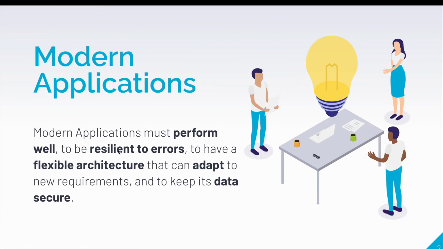What it means is that the system that we build, or the modern applications that we build, should be resilient to error, and also they should have flexible architecture. Flexible architecture means that if there is any change in requirement or if there is any change in the technology, the architecture should be able to adapt to the changes as per the new requirements. Also, one of the most important features of modern applications is that it must keep the data secure.